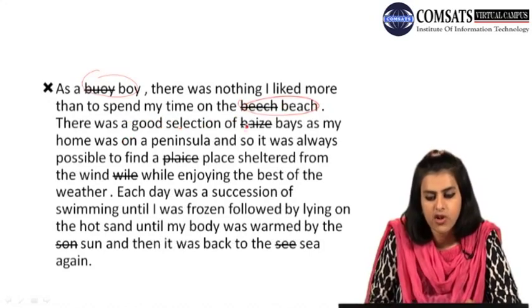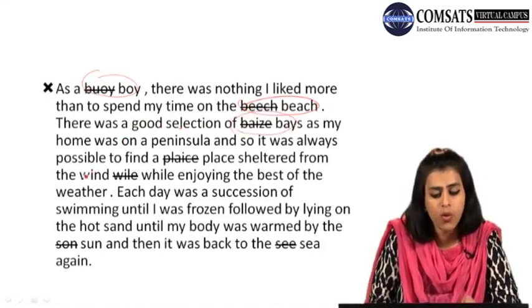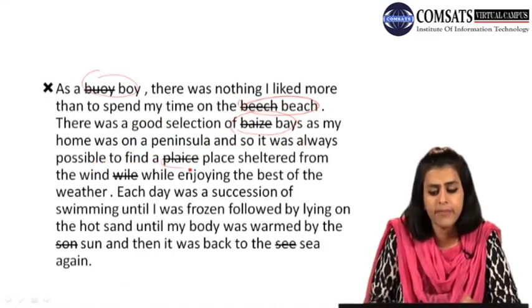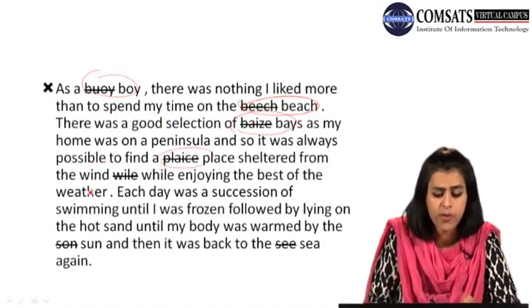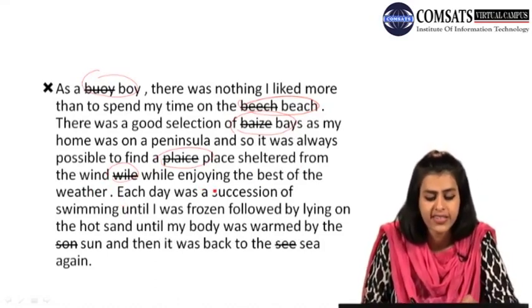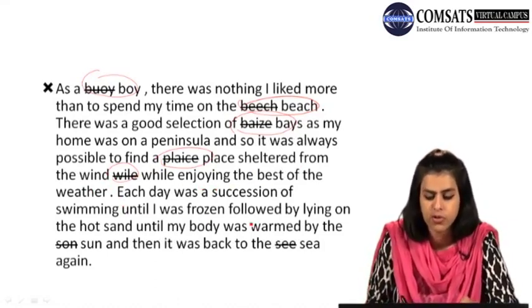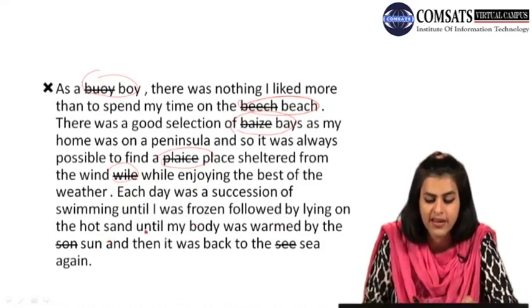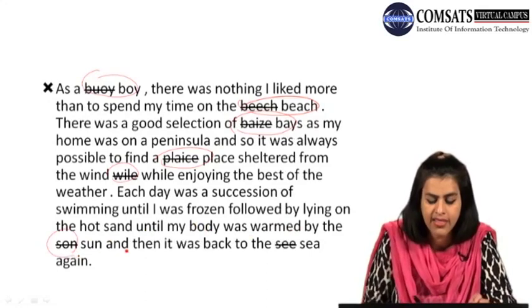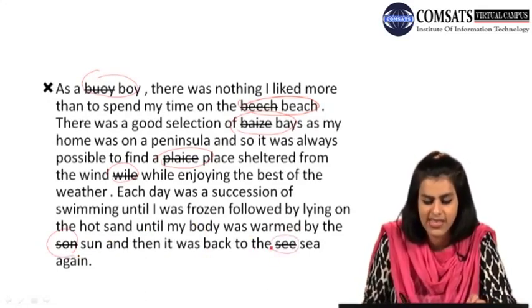There was a good selection of bays, as my home was on the peninsula and it was always possible to find a place sheltered from the wind while enjoying the best of the weather. Each day was a succession of swimming until I was frozen, followed by lying on the hot sand until my body was warmed by the sun, and then it was back to the sea again.